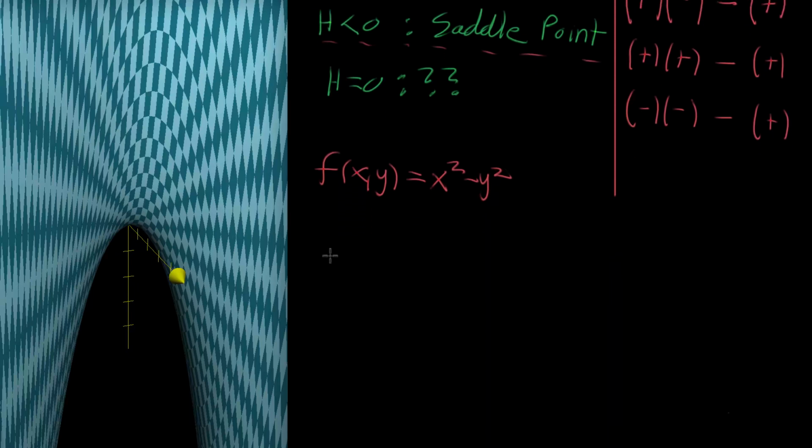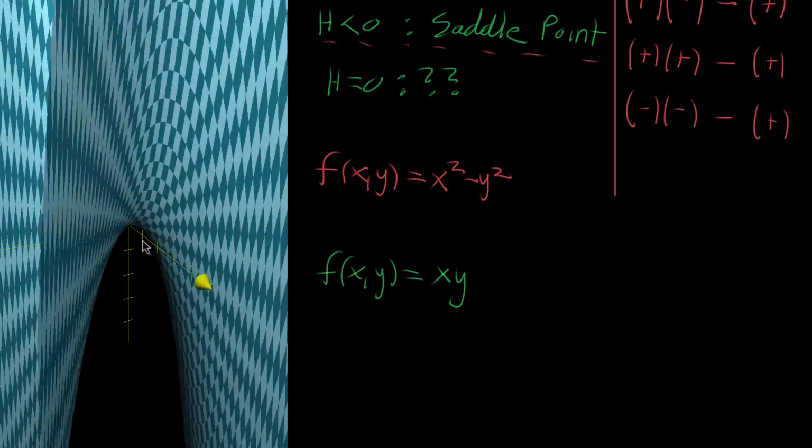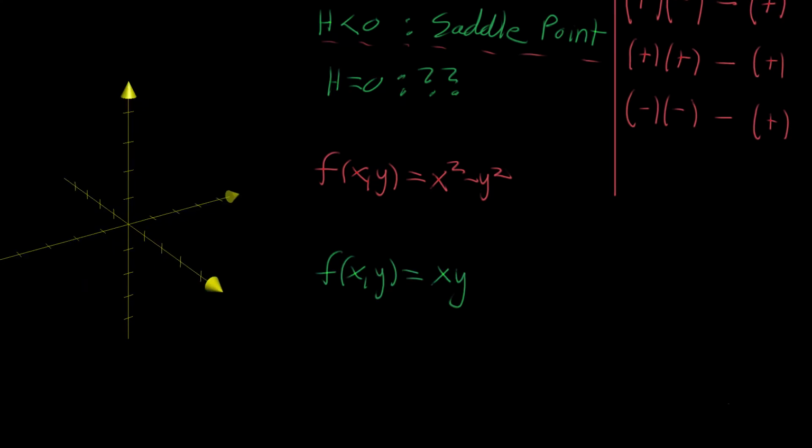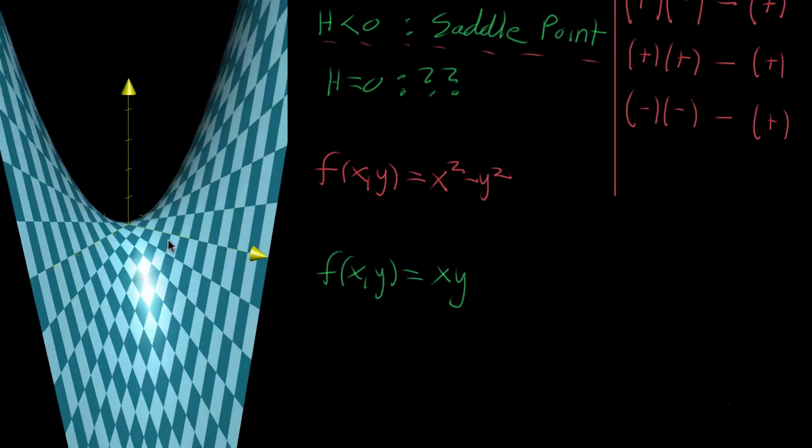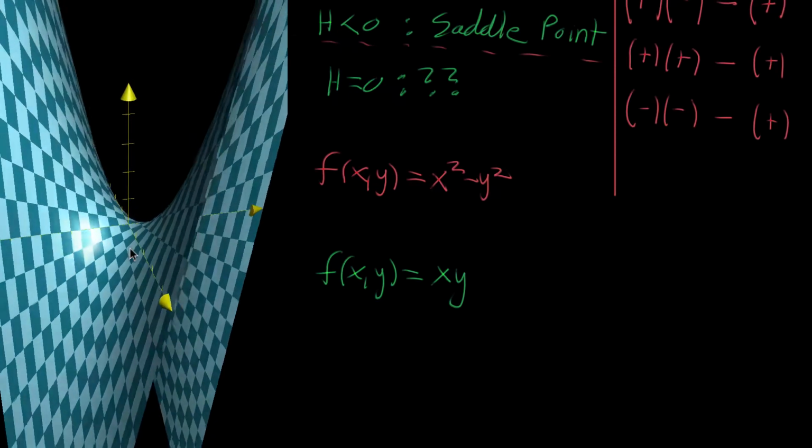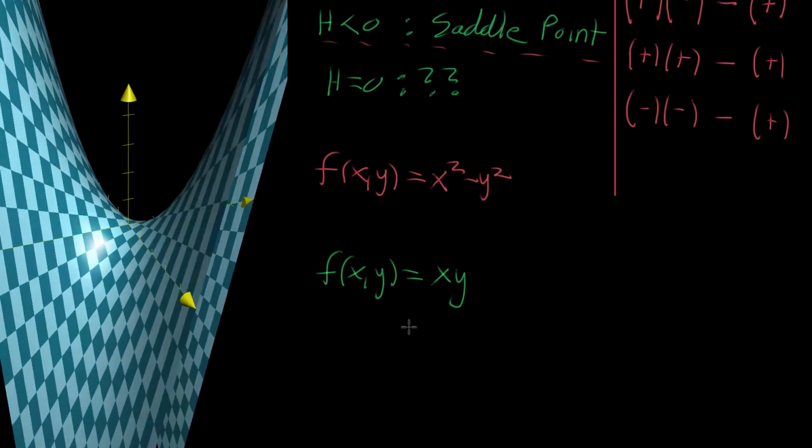Let's take a look at the very simple function f of xy is equal to x times y. So what that looks like graphically, f of xy equals x times y, is this. It looks like a saddle point. So let's go ahead and look at its partial derivatives. So the first partial derivatives, partial with respect to x and partial with respect to y.